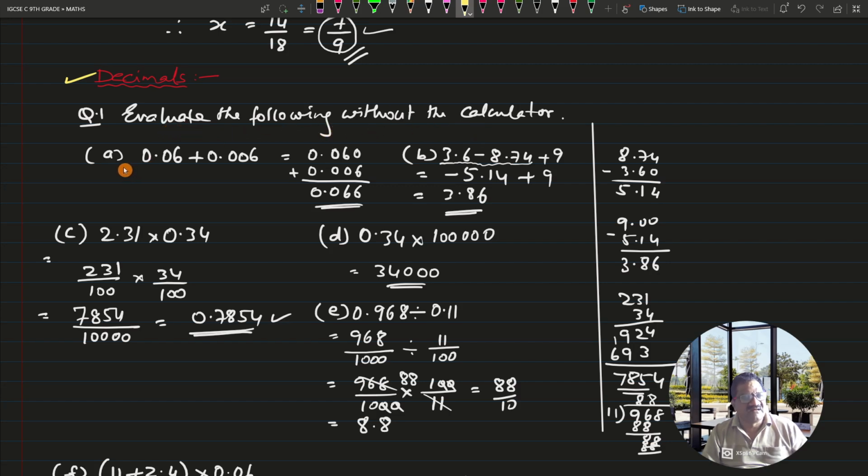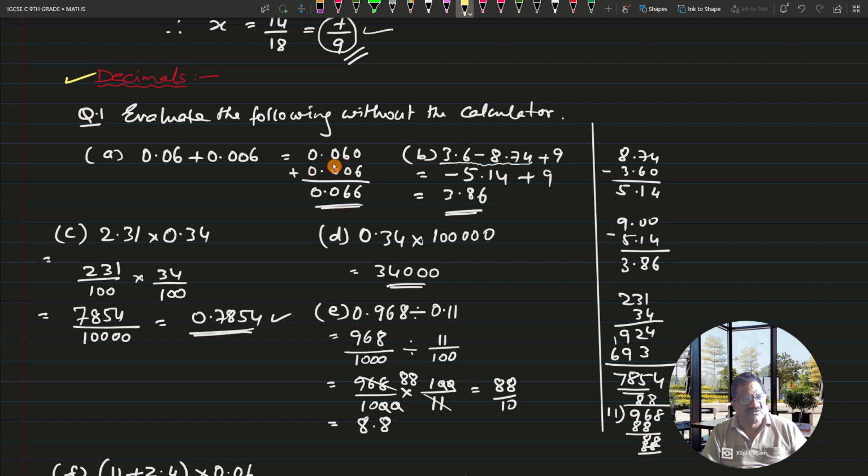Sub question A is 0.06 plus 0.006. Now this is a simple thing. Of course you have to do it without a calculator, so you are not going to use a calculator. What you have to do is use the vertical method. Write both the decimal numbers in a vertical column, one below the other, and see that the decimal points are exactly in line, one below the other. And see that the digits are completed.